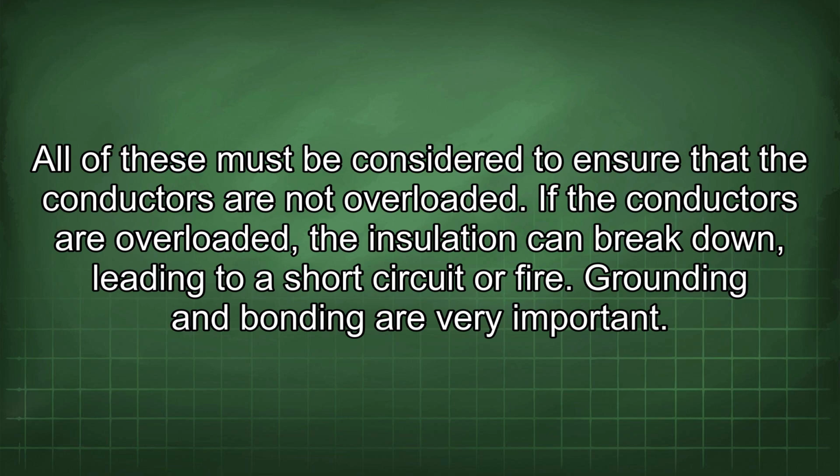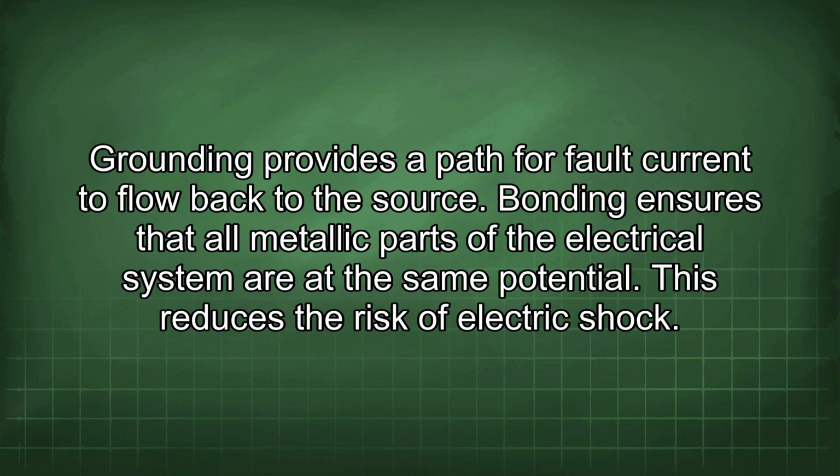Grounding and bonding are very important. Grounding provides a path for fault current to flow back to the source. Bonding ensures that all metallic parts of the electrical system are at the same potential. This reduces the risk of electric shock.